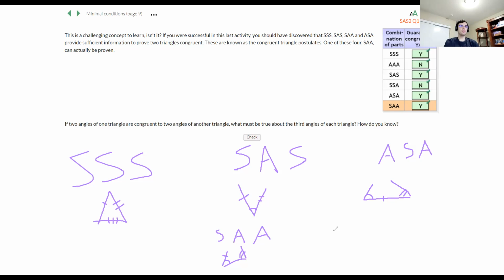I cannot use SSA. I cannot use AAA, right? Side, side, angle, and angle, angle, angle are not sufficient to prove congruence. These are the four triangle congruence postulates that we will be using. Now, if I give you these three pieces of information right off the bat, it's pretty clear, right? You would mostly just have to check the order for things like angle, side, angle, and side, angle, angle, right?